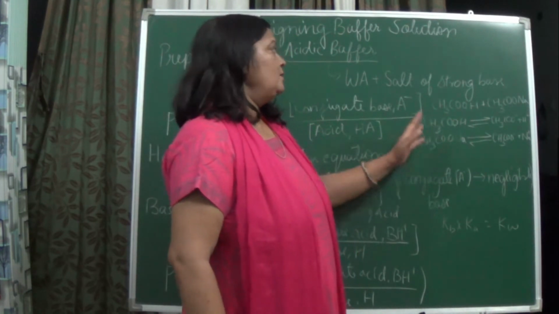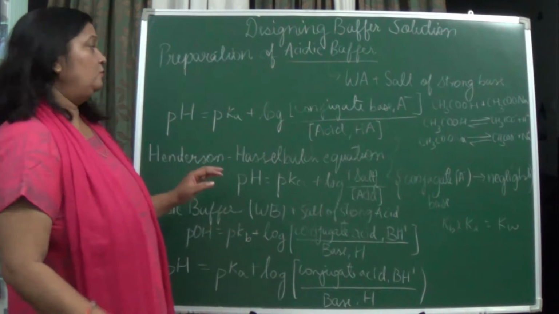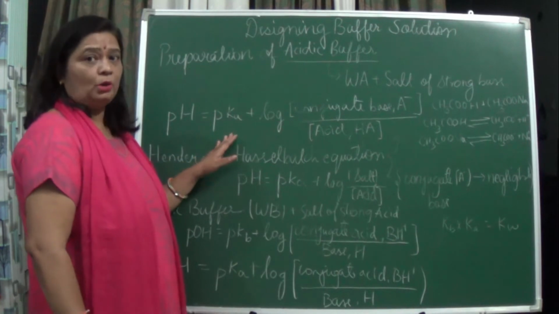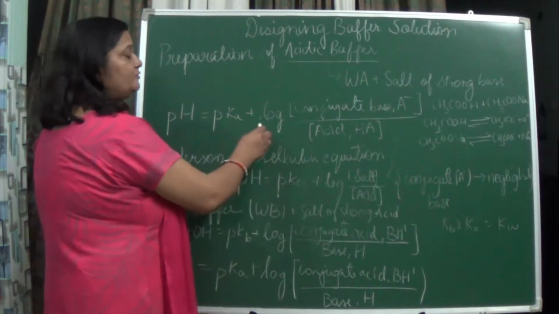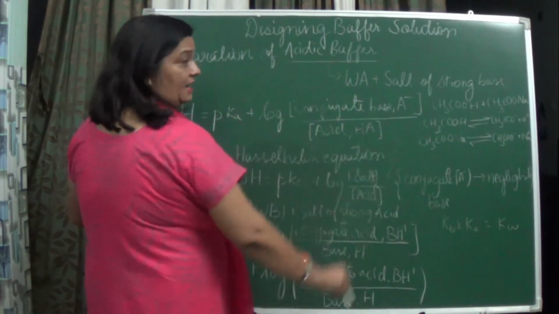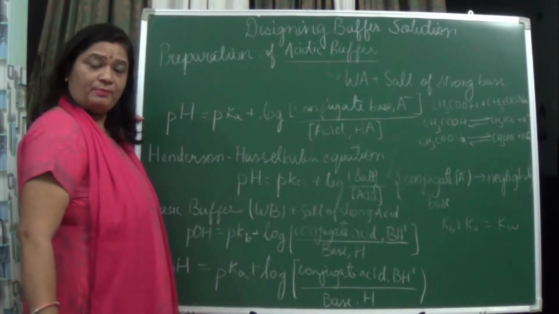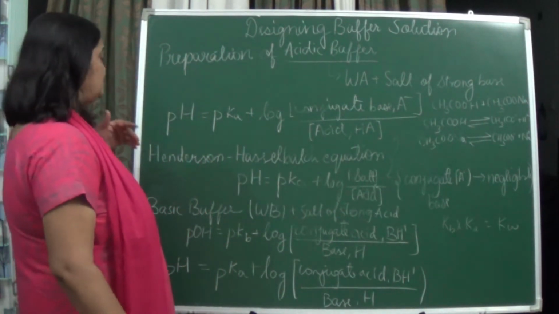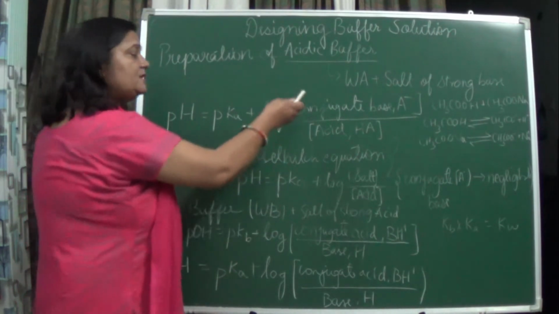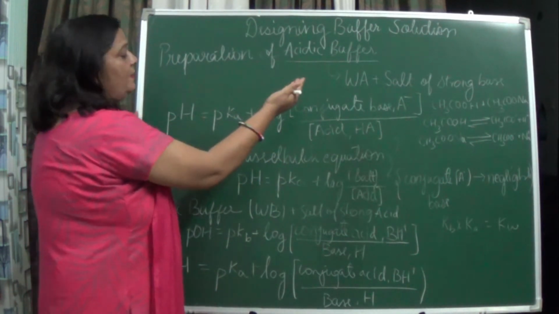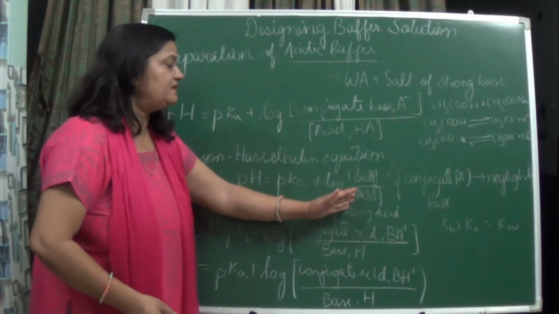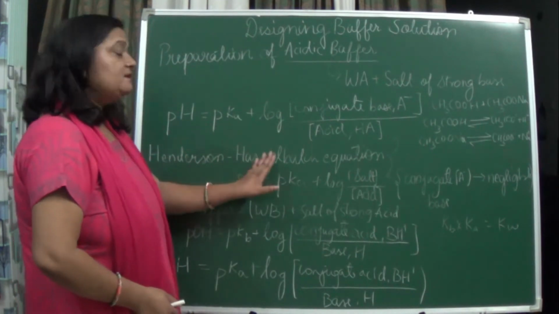Now if we want to find the pH of this, pH is equal to pKa, whose value we know, plus log of conjugate base upon acid. Because we have taken a weak acid, we get a conjugate base. This is explained by the Henderson-Hasselbalch equation. This is also the same: pH is equal to pKa plus log salt upon acid is also the Henderson-Hasselbalch equation.